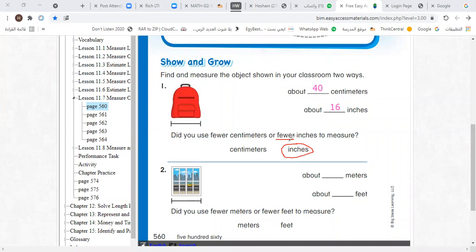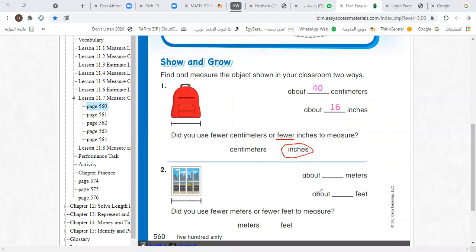If you find the fewer, take the longer. If you find the more, take the shorter. Okay? Now let's answer the next question. We have this window. About how many meters and how many feet?